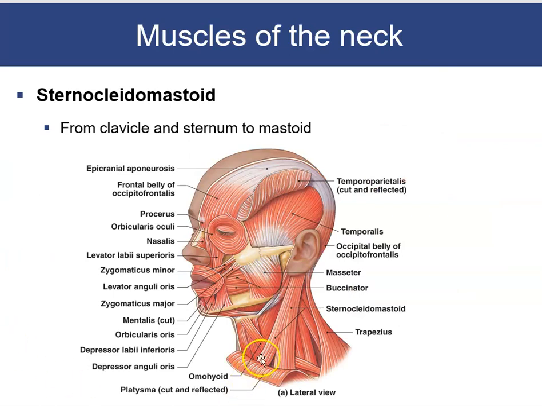A big one in the neck is the sternocleidomastoid. It runs from the clavicle and the sternum up to the mastoid process. We have one on either side of the neck. If these two work together, contract at the same time, this will cause the neck to flex. But if only one side contracts, it will bend the head toward the shoulder.